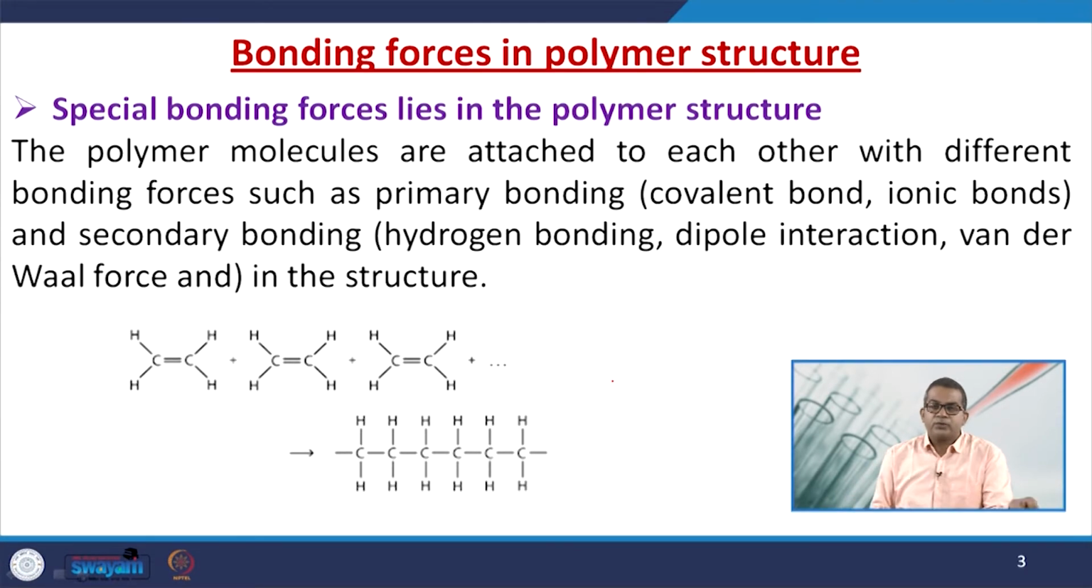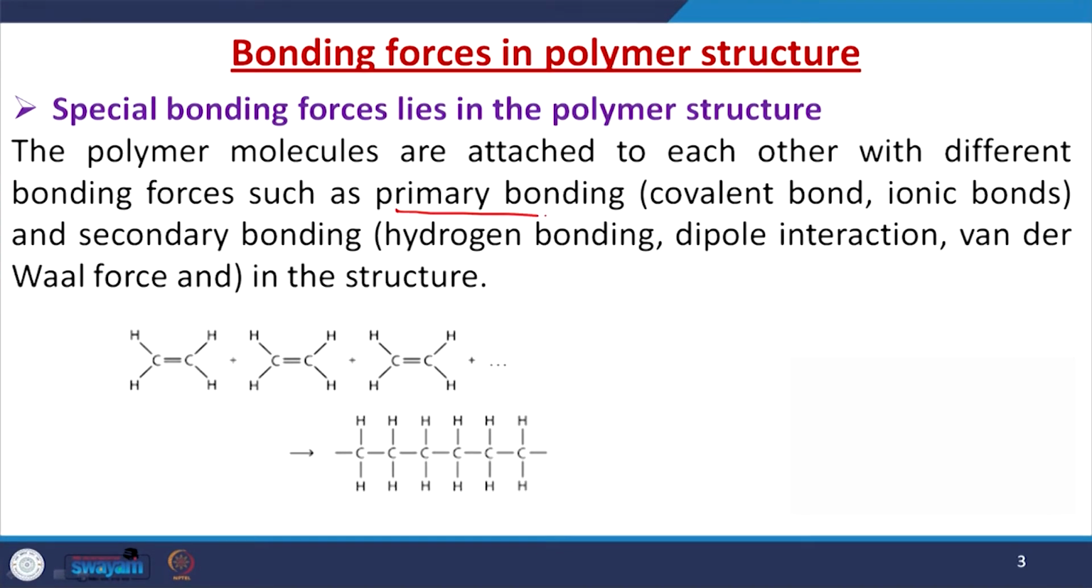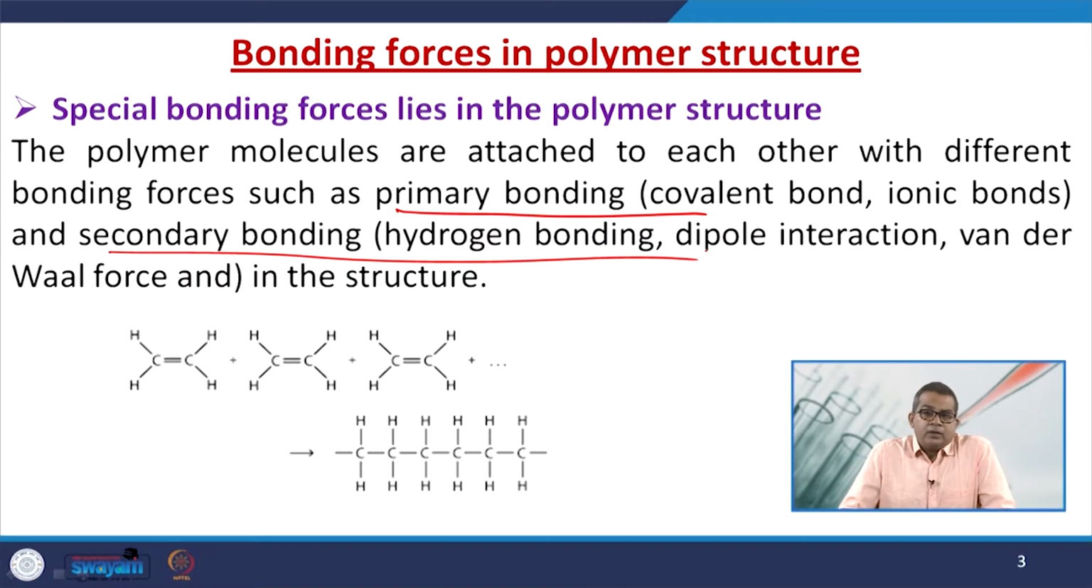If you see on the screen, these molecules are attached to each other with different bonding forces. These may be primary bonds like covalent bonds and ionic bonds, or secondary bonds like hydrogen bonding, sometimes dipole interaction, and sometimes van der Waals forces. That depends purely on how you synthesize the polymeric system. Based on the application, you may require strong bonding among the polymeric system so that your molecules do not get dissociated over the period of application.